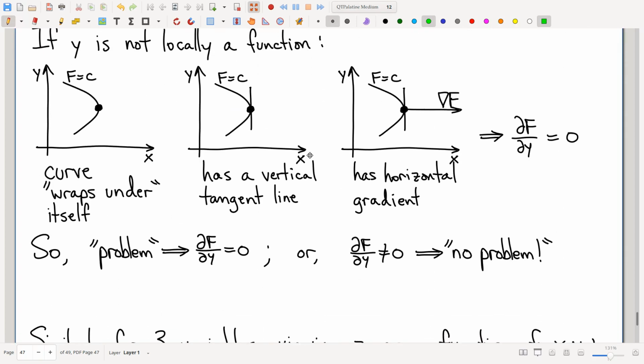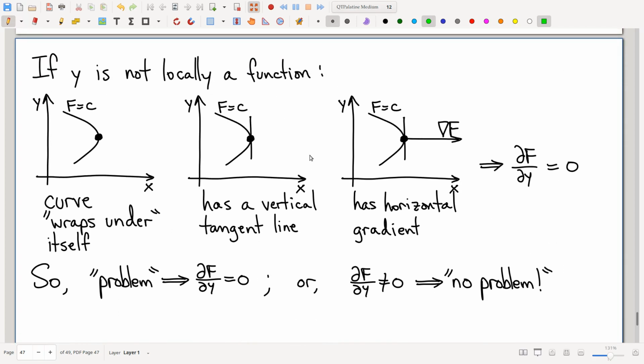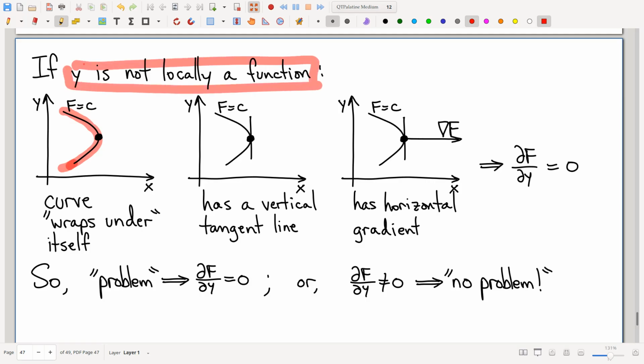Okay. All right. So how are we going to resolve this? There's a really, I think, persuasive argument that you can make. It goes like this. Here's, by the way, what it looks like if the answer is no. Let me try to do a better job of highlighting that there. If the answer is no, if y is not locally a function, it looks kind of like this. The function's wrapping under itself.